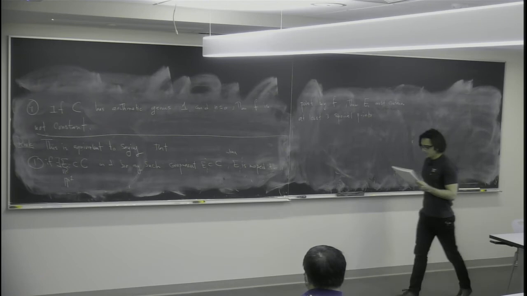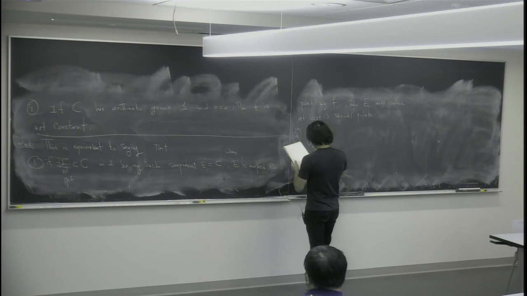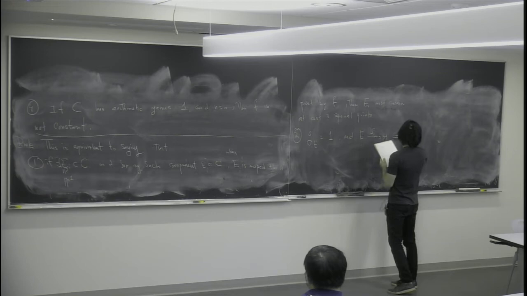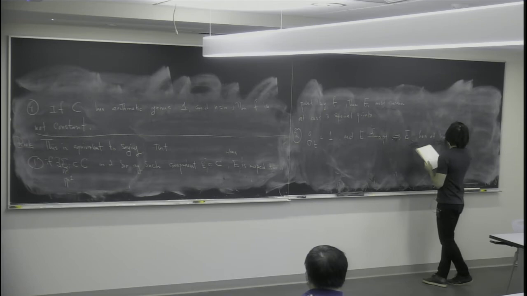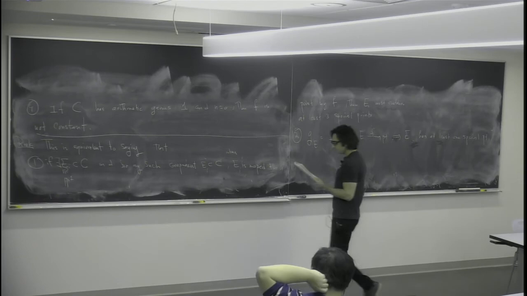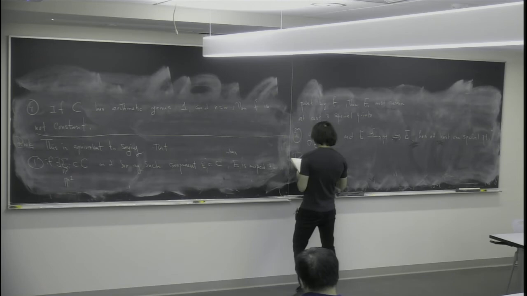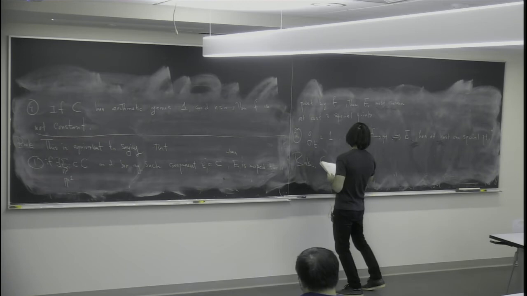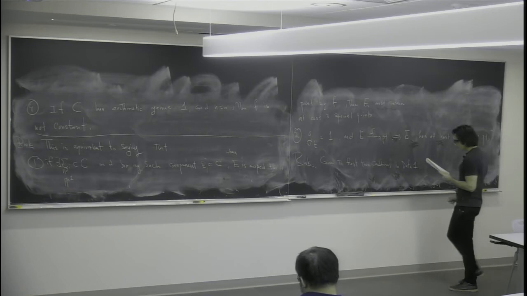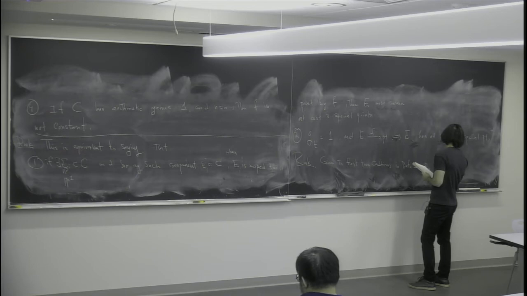Maybe the other remark is, given the first two conditions in definition one, the third and fourth are equivalent to the assertion that the data of the curve, its markings and the map has only finitely many automorphisms.